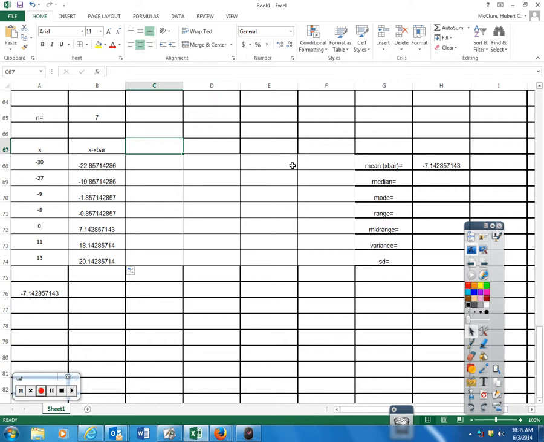And then we're going to do x minus x bar, quantity squared. We're going to square each of those. So that's equal to this. Shift 6, 2. And we're going to copy all those down. And that's one of the reasons that a standard deviation cannot come out negative, is because all these are positive, because you square it. I'm going to sum those up.